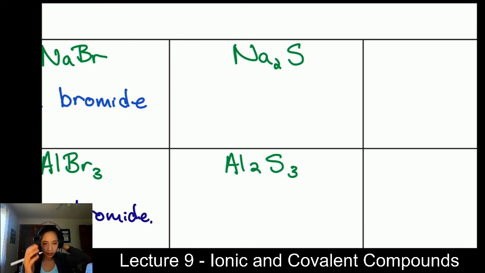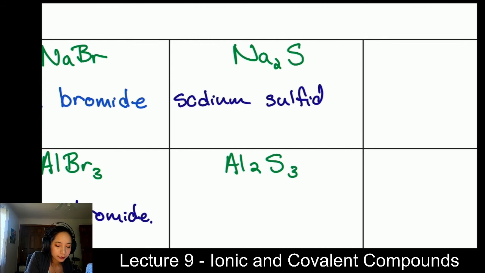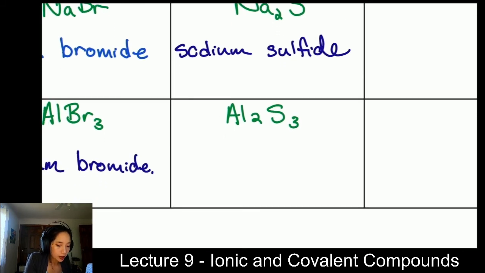Again, naming, start with the metal. So in this first one, it's sodium. And then our anion is sulfur, but we add that "ide" ending, so this is sodium sulfide. And then our second one here, aluminum sulfide.